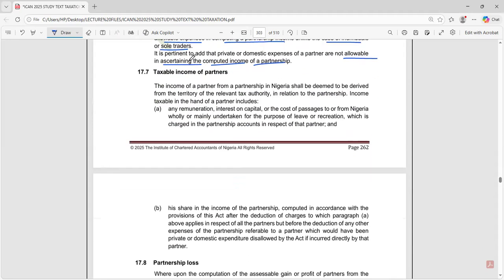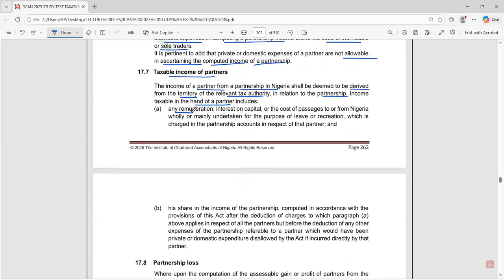All right, so let's look at taxable income of partners. The income of a partner from a partnership in Nigeria shall be deemed to be derived from the territory of the relevant tax authority in relation to the partnership. Now, what are the incomes that we tax when they're in the hand of a partner?